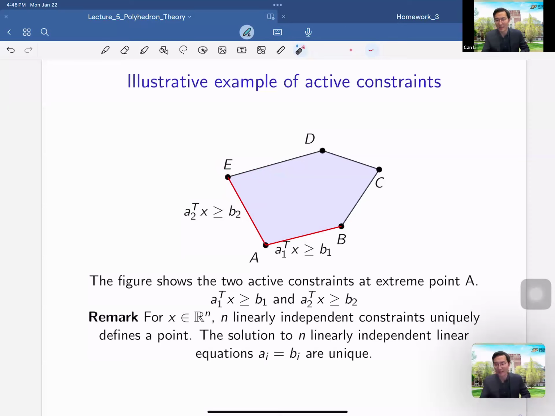So this is an example in 2D. As you can imagine, if we want to uniquely define a vertex in n dimensions, maybe we need n linearly independent constraints to uniquely define a point, right? And because you have n linearly independent constraints, there is a typo here. This should be a_i transpose x equals b_i. If we have n linearly independent active constraints, then we can uniquely define a point. Okay, any questions for the motivation here?